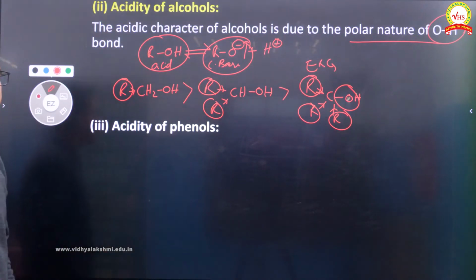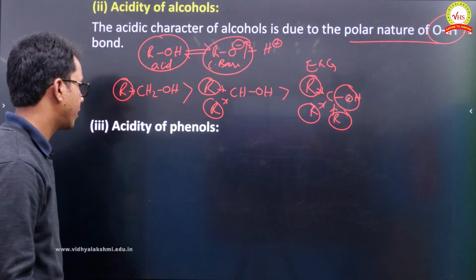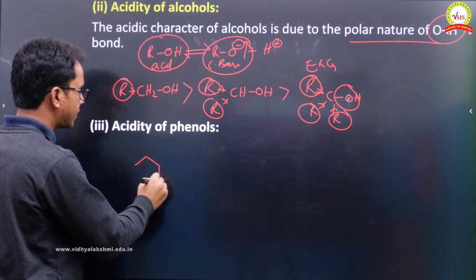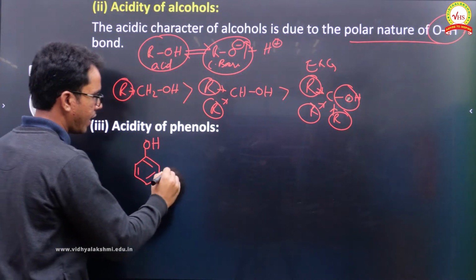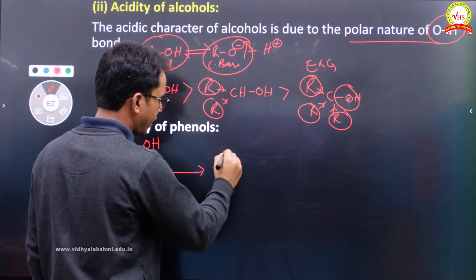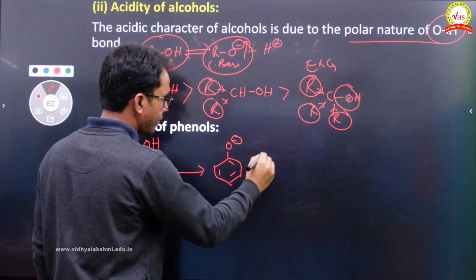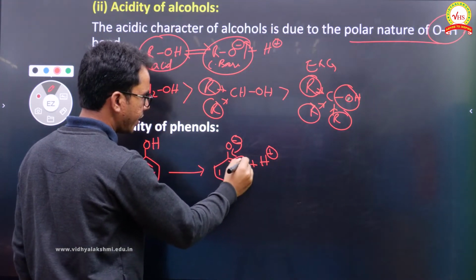Now if you take the acidic character of phenol, phenols are more acidic than alcohols. It is because of the stability of its conjugate base. For example, if you take phenol, it forms a phenoxide ion by releasing the proton. This phenoxide ion is again stabilized with what?